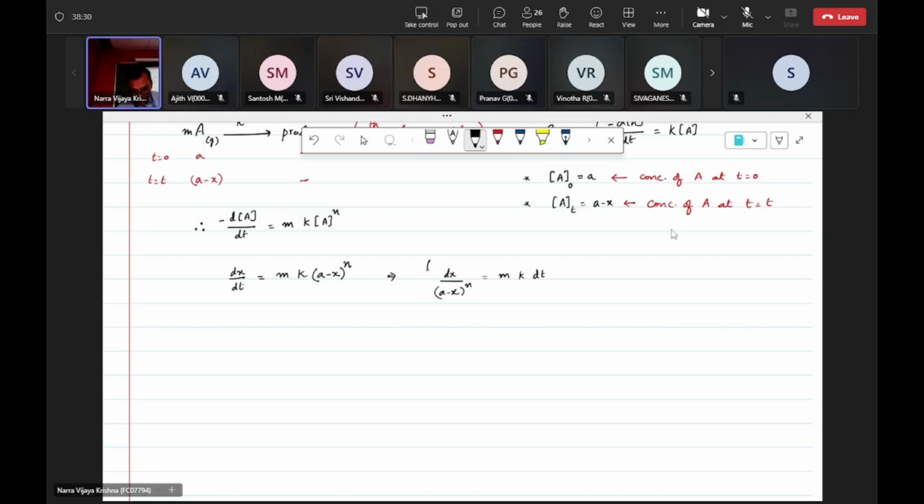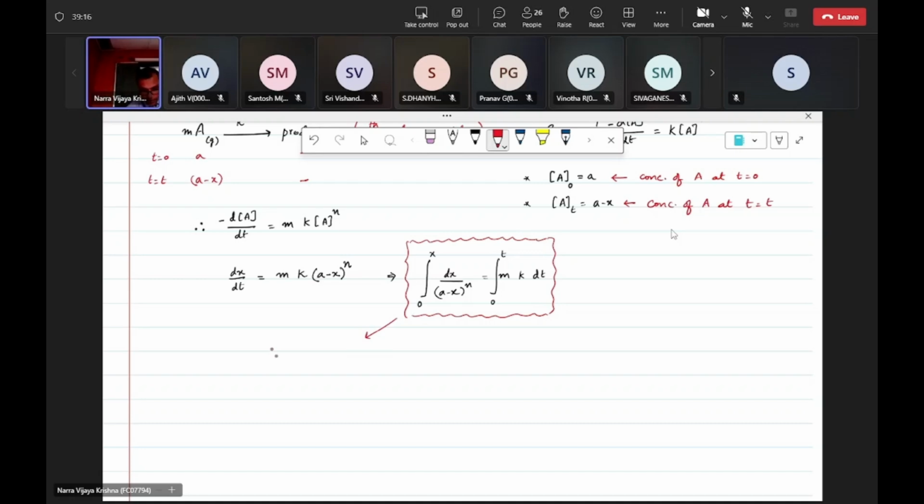Integral: x value changes from 0 to x when time value changes from 0 to t. Is there anything wrong? When time changes from 0 to t, x value changes from 0 to x. Right? If the net change in time is t, then the net change in x is x. Clear? Any questions in it? Now observe this equation carefully.